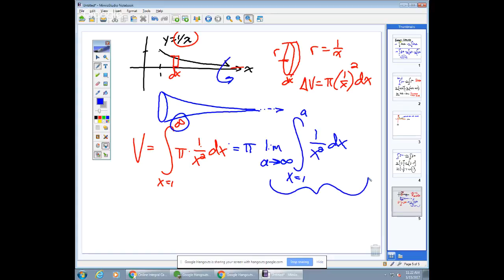So that means Gabriel's horn must have pi units of volume. Maybe we're measuring in centimeters, then it would have exactly pi centimeters cubed. How long is Gabriel's horn? It's infinitely long, but it has exactly pi units of volume in it. So if we were to think about painting Gabriel's horn, we could just fill Gabriel's horn with paint. How much paint would it hold? Pi cubic units of paint. Just kind of cool.